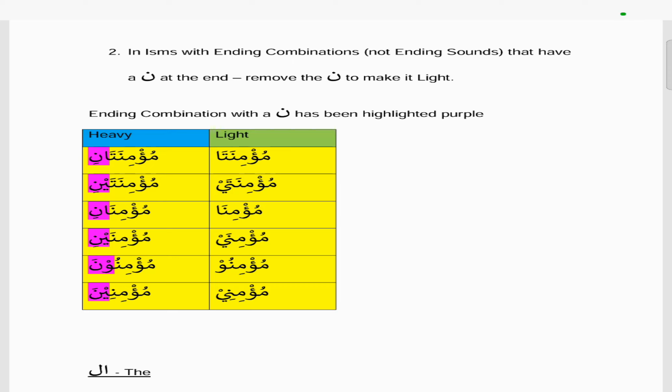If you remember from last time, the ending combinations were highlighted in purple. The first one is alif with the noon. The second one is ya with the noon. Then it's alif with the noon, and the second to last is the wa and the noon together. So these are all ending combinations. In order to make the ism light, we just get rid of the noon. So mu'minatani becomes mu'minata. Only the noon has been removed. Then mu'minataini becomes mu'minatay. Mu'minani, the third one, becomes mu'mina. Then mu'minaini becomes mu'minay. Then mu'minuna becomes mu'minu, and mu'minina becomes mu'mini.